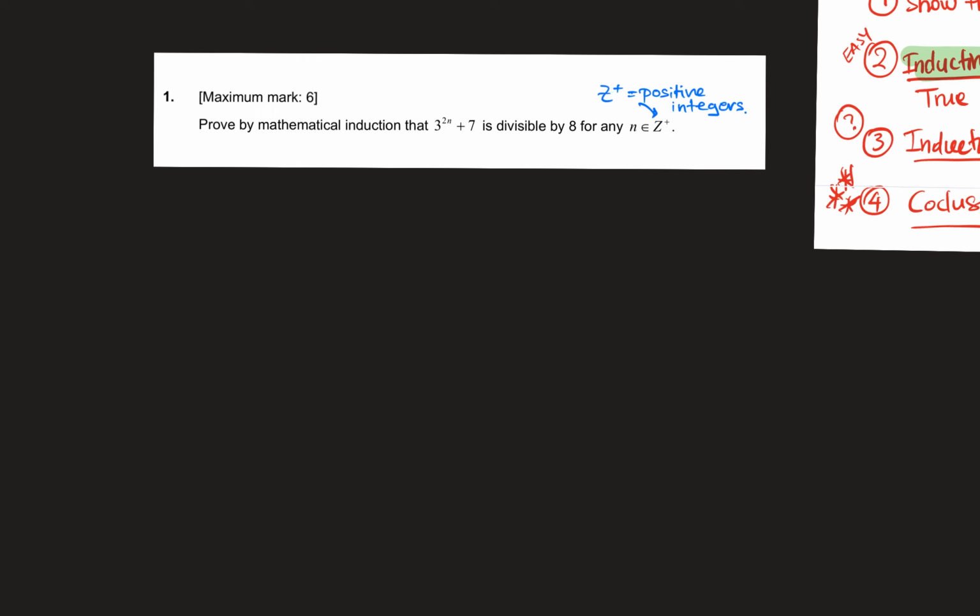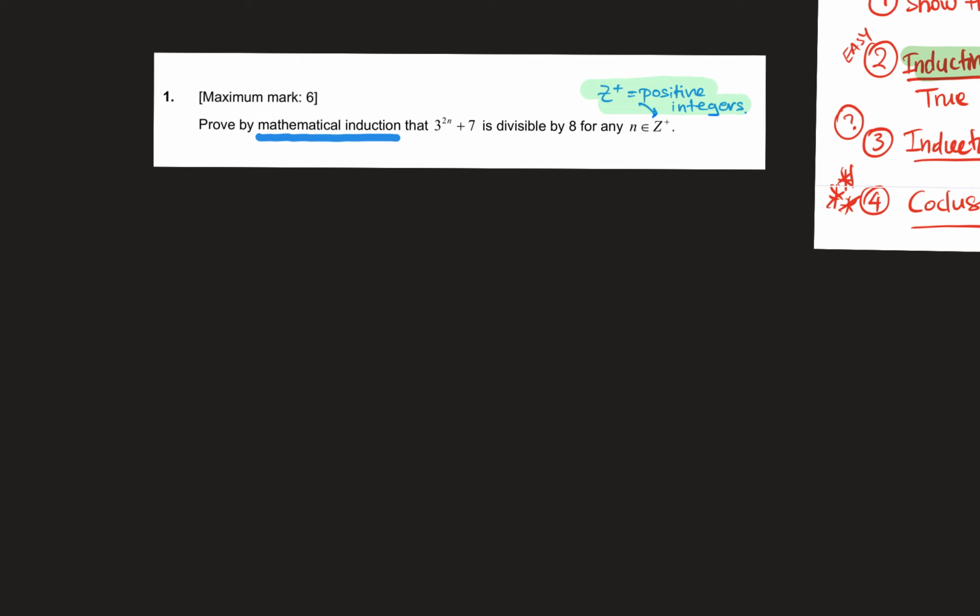The question is: prove by mathematical induction, and it is always going to be very clear to you when you need to use mathematical induction, and show that 3 to the power of 2n plus 7 is divisible by 8 for any n belonging to z plus. It's important at this stage to remember that z is the set of integers, so z plus is the set of the positive integers.